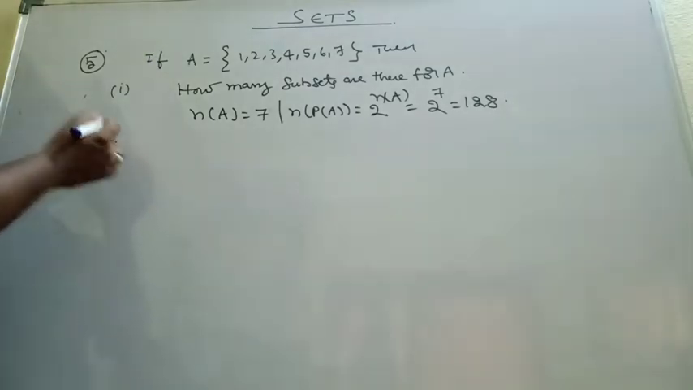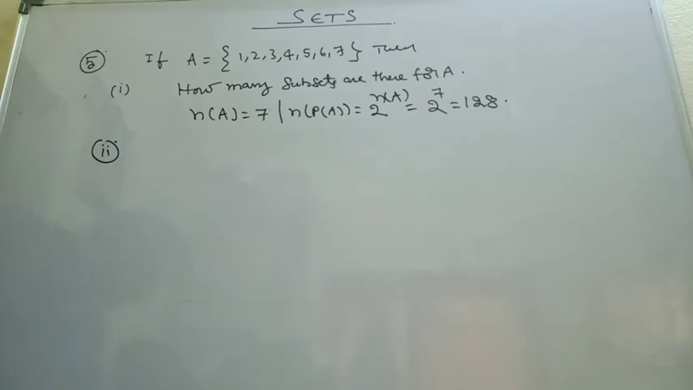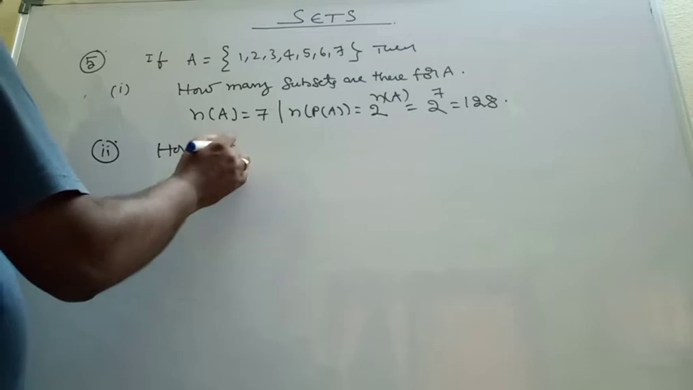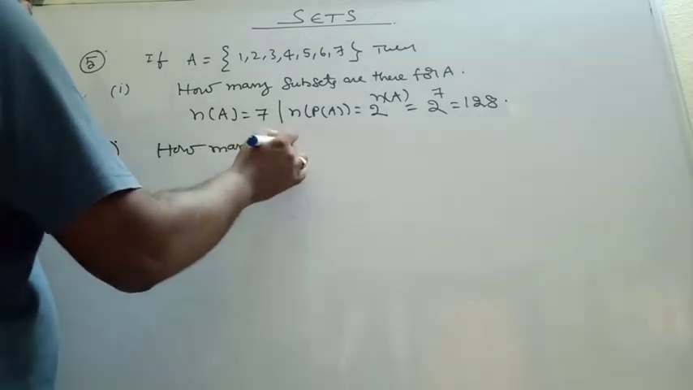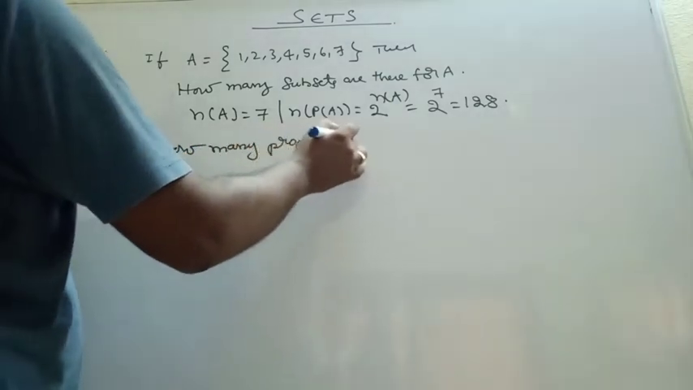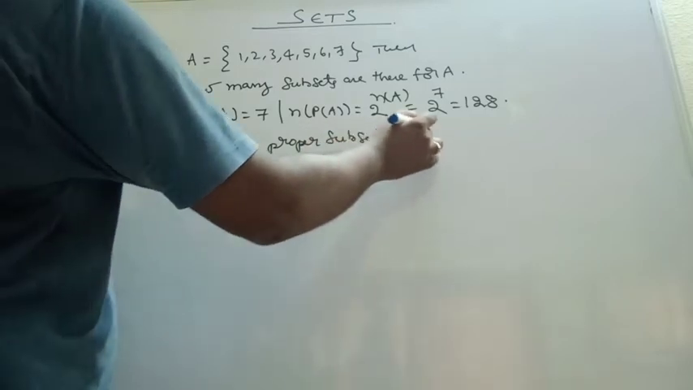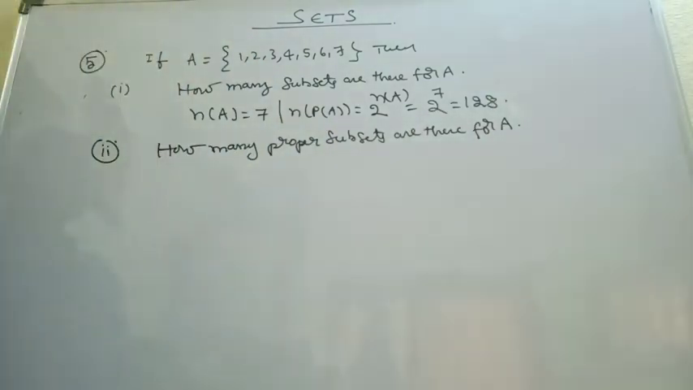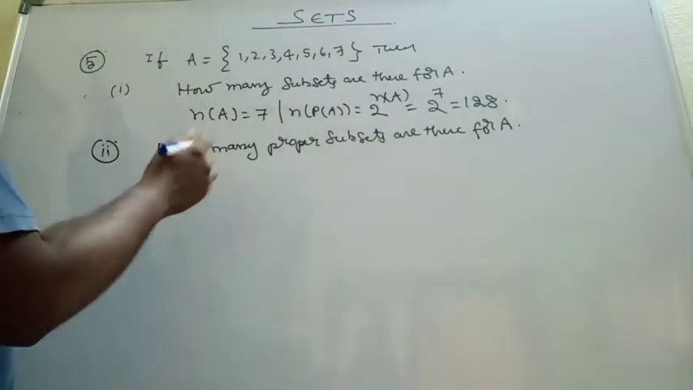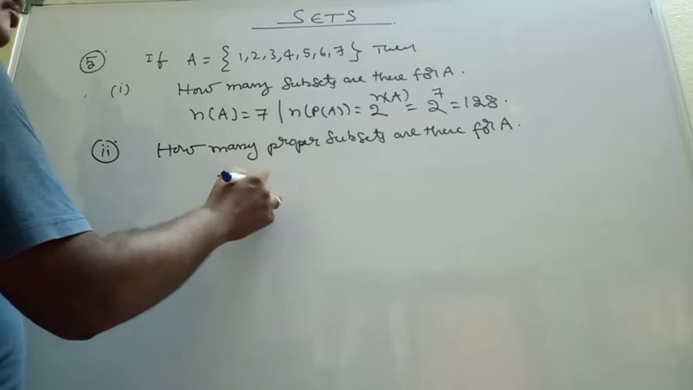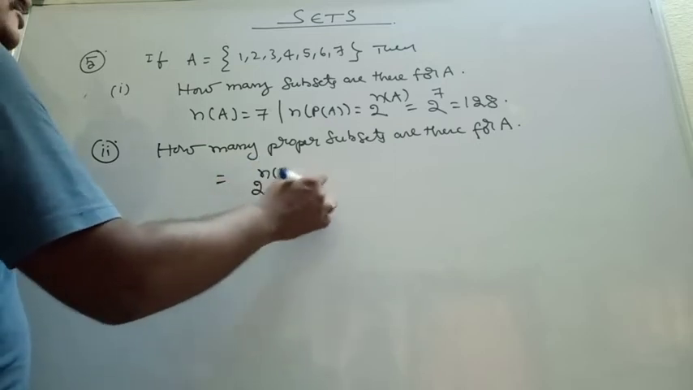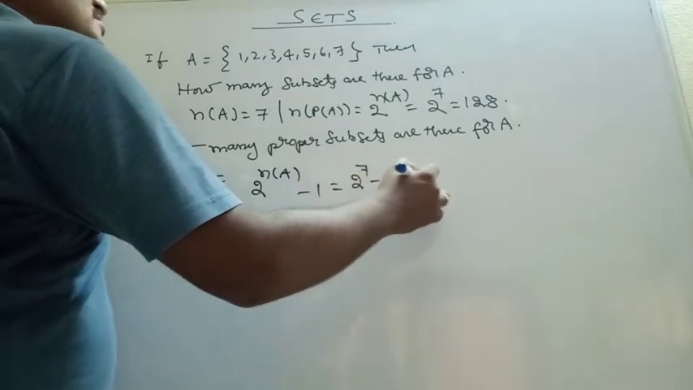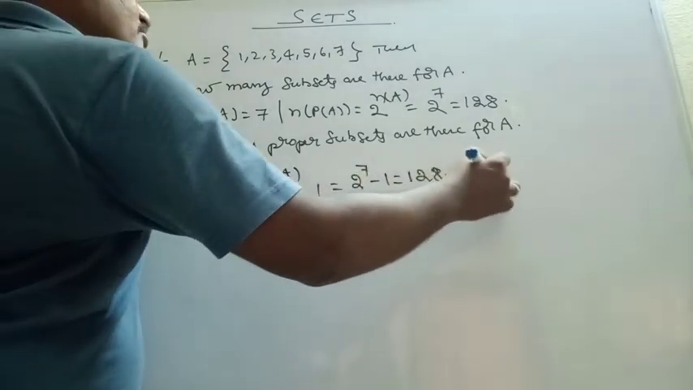Now the second subpart: what they are asking is, how many proper subsets are there for A? I already told you, my dear student, that it is equal to 2 power n of A minus 1, that means 2 power 7 minus 1, that is 128 minus 1, which equals 127.